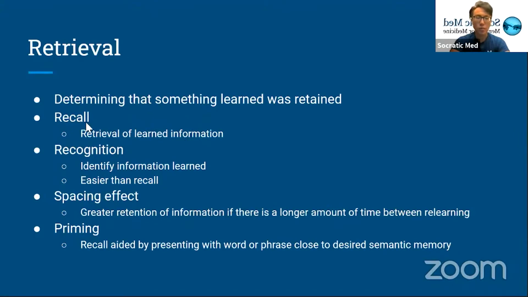So the first thing is recall. That's retrieving the learned information that you've had. That would be like if you had a short-term response question and you were able to write out everything about that question, that's a good example of recalling the information.